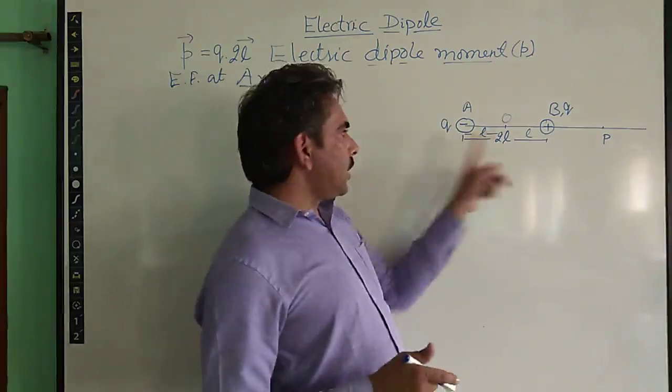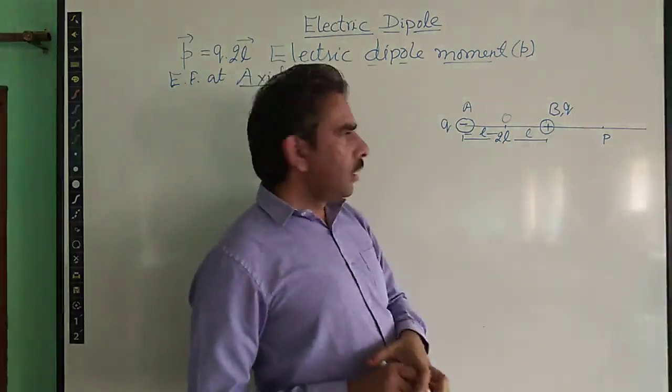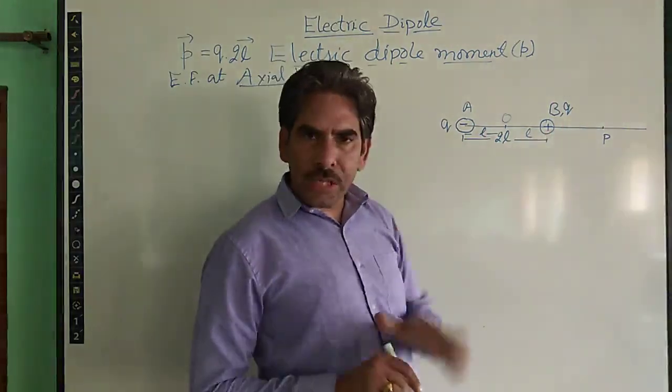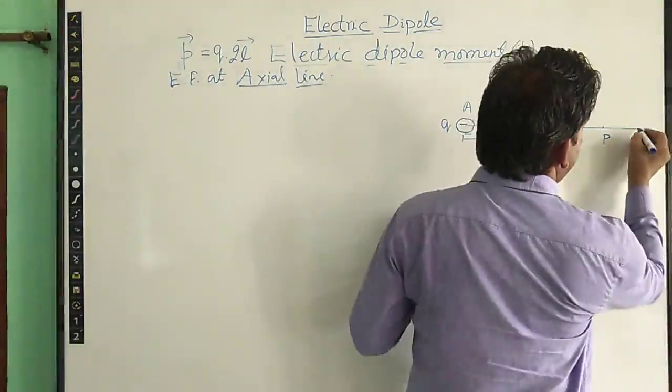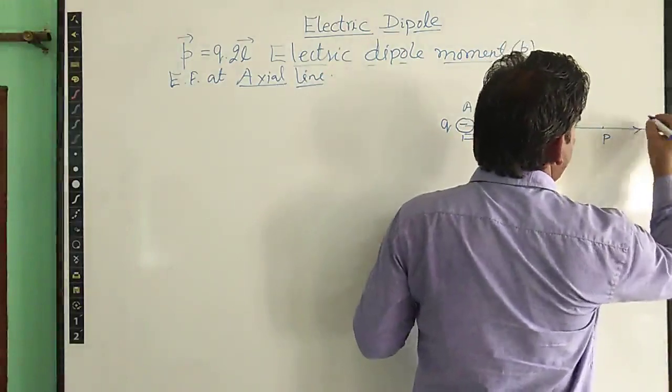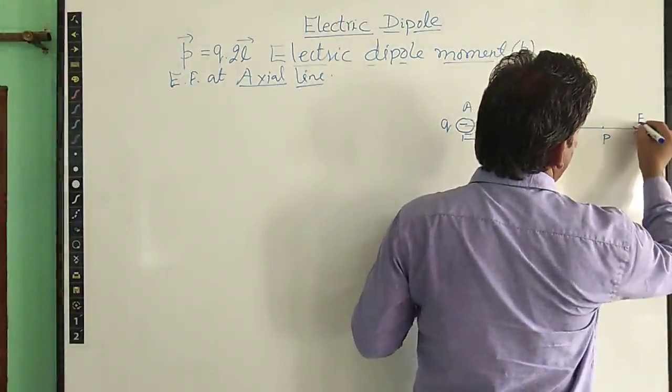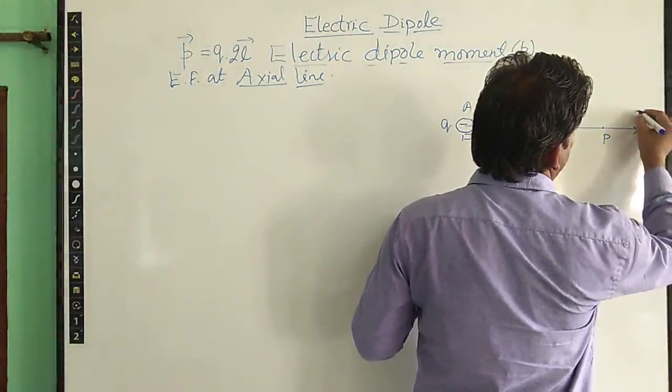So due to negative charge, it will have some electric field at point P. Due to positive charge of the dipole, it will also have some electric field at point P. Due to positive charge, electric field will be directed away as per the convention of electric field. So I am taking it as E positive.